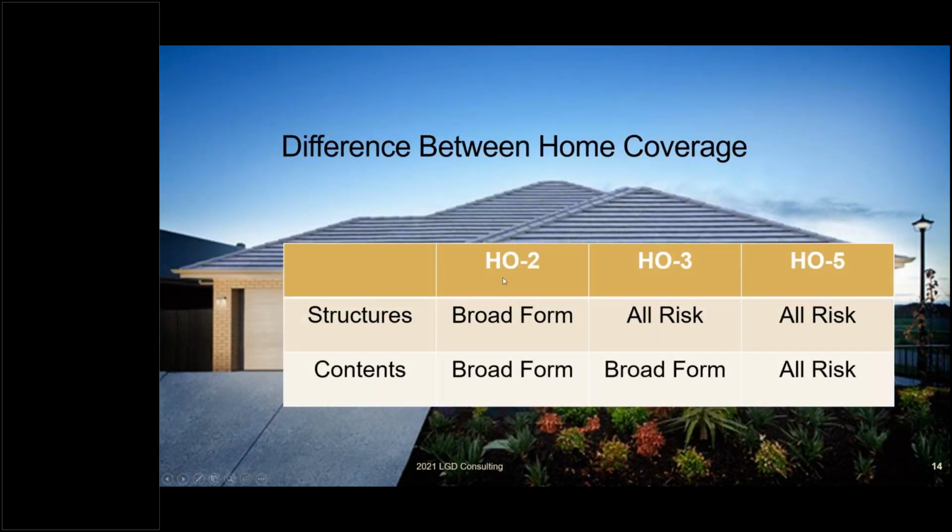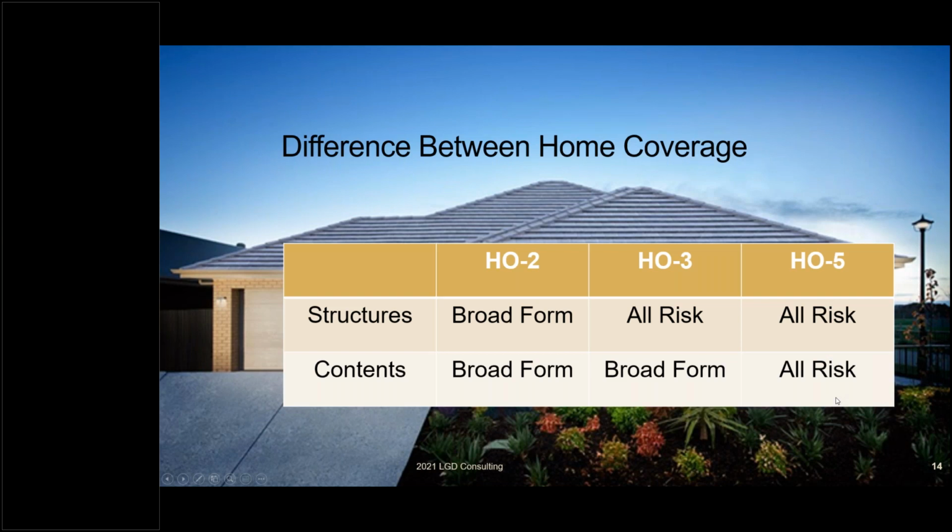So I do want to take some time to emphasize. You may get some questions, HO2 versus HO3 versus HO5. I always say HO2 is good, HO3 is better, HO5 is the best if you own a home. So HO2 is a broad form. You got broad form coverage on the structures, broad form coverage on your contents. HO3 is better because now you have all risk coverage on your structures, but you still got broad form coverage on your contents. And now HO5 is the best because now you have all risk coverage on the building and all risk coverage on your contents.